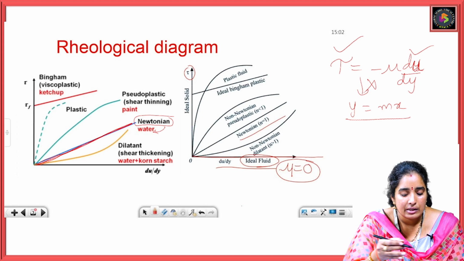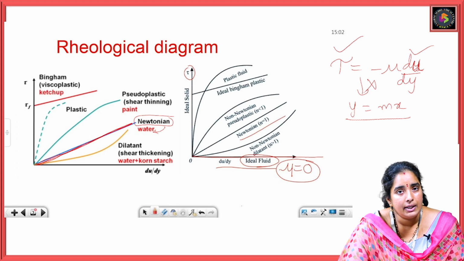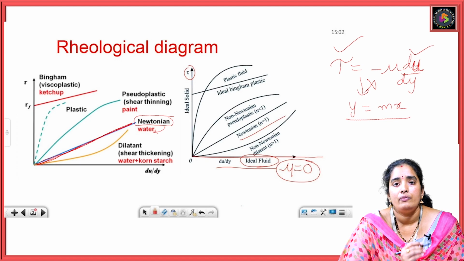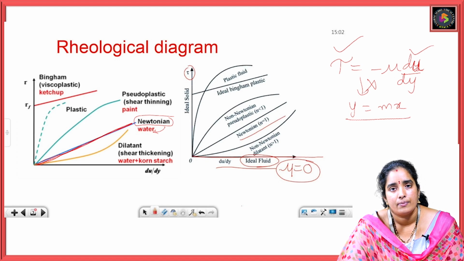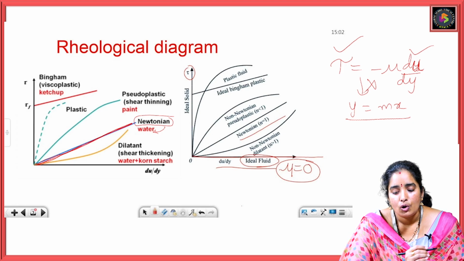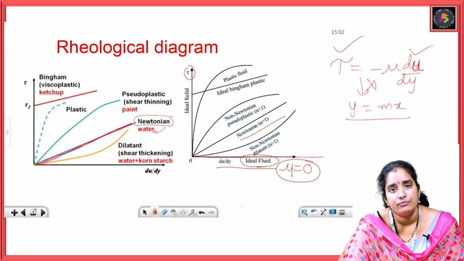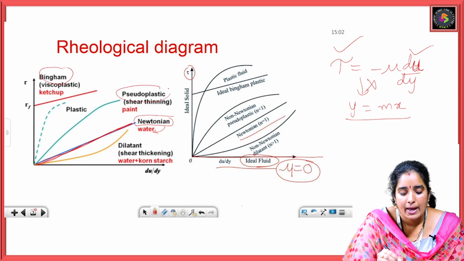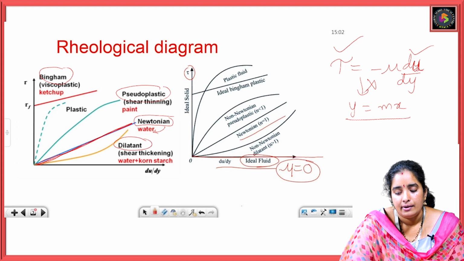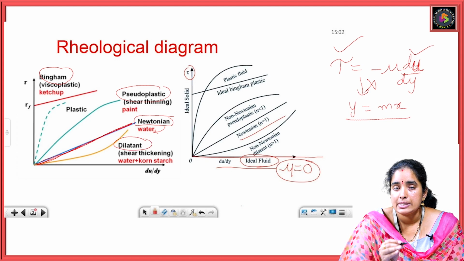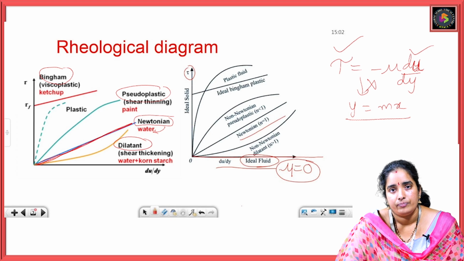But what are these other lines? Again, in non-Newtonian fluids we have various classifications. Let's discuss them. In non-Newtonian fluids we have 5 different types: Bingham plastic, pseudoplastic, dilatant, and 2 more classifications, which we'll discuss after discussing these 3.